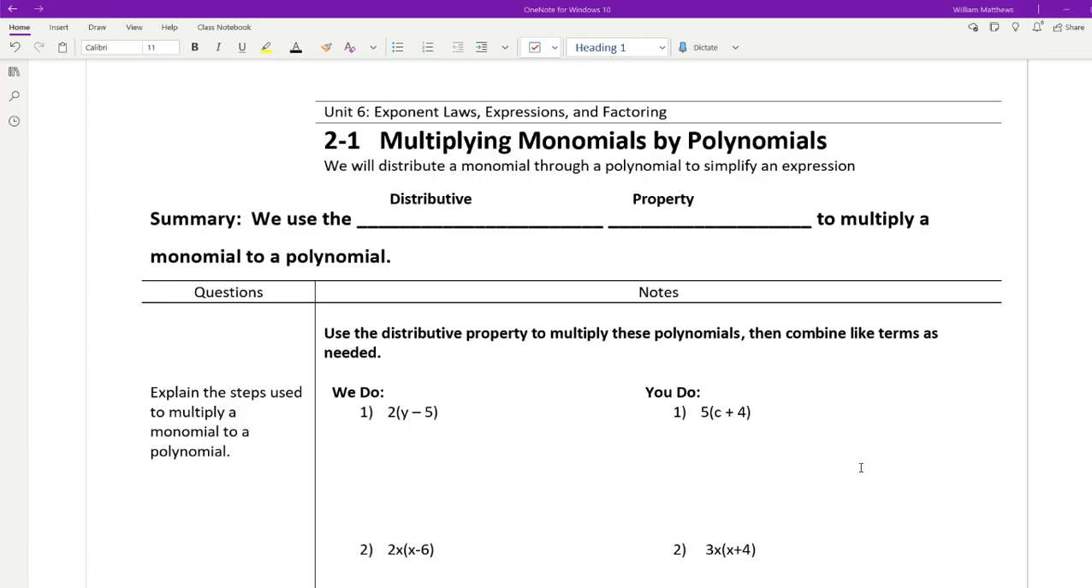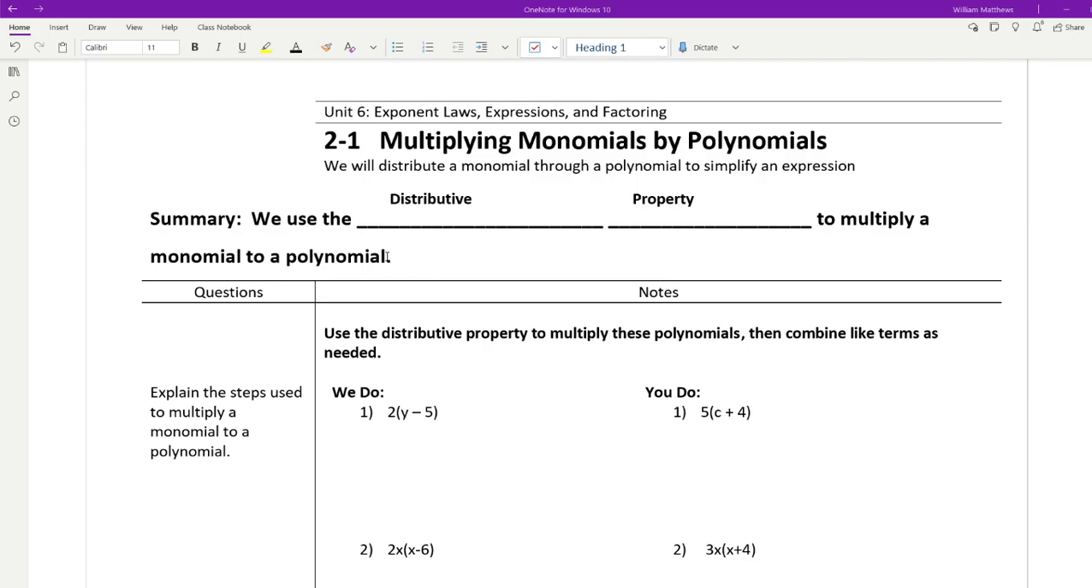Today we will distribute a monomial through a polynomial to simplify the expression. In our process with dealing with exponents, we're going to be stepping it up from our basic multiplying by a constant to terms where we have a variable along with it. And this is going to change up what we first went over the first time we talked about the distributive property.